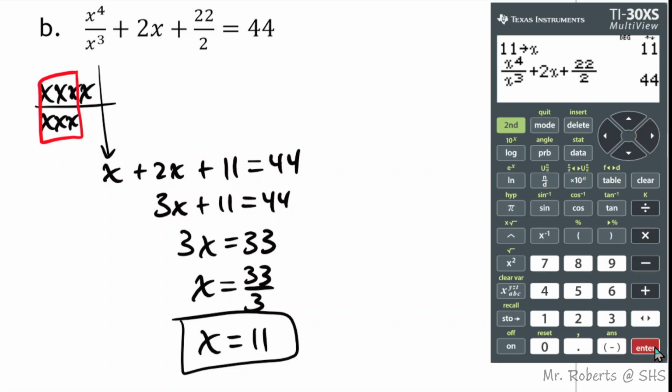When I do press enter, I do get the number 44, and it turns out 44 was exactly what I had on the other side. So this whole mess became 44 when x was 11. X is 11 is definitely the solution.